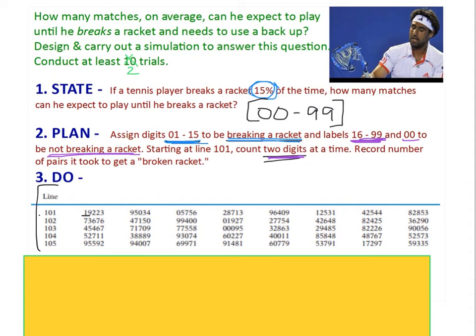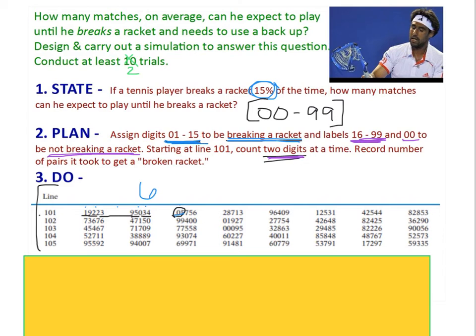So 19, he doesn't break a racket. 22, he doesn't break a racket. 39, he does not break a racket. 50, he does not break a racket. 34, he does not break a racket. But my next label is 05, and he does break a racket because 05 is in the range of breaking a racket. So that took me 1, 2, 3, 4, 5, 6 pairs to get to a number where he broke a racket, or in that range. So that's 1 trial. Now I would repeat 10 more times.